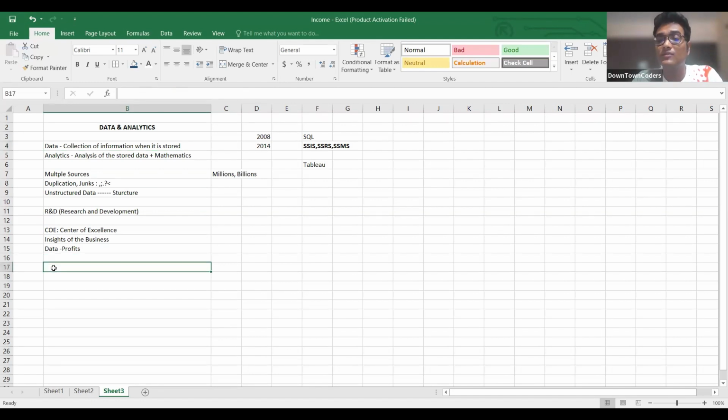Data, there are two types of analysis that are done. Okay, one is called the historical analysis. What do you mean by historical analysis? Historical analysis means the data has the information which has already happened in the past. Okay, it's past tense.